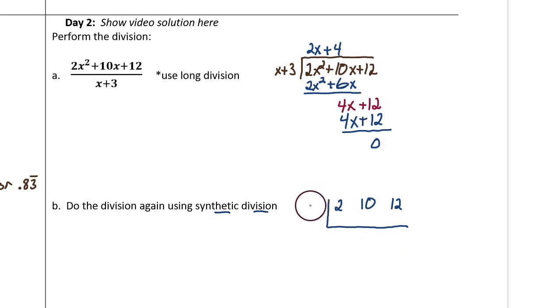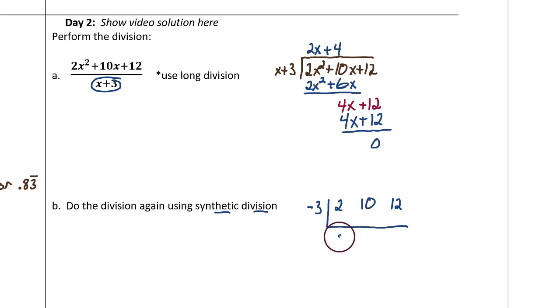Now the number that you're going to divide into there comes from this right here, and it is whatever value of x makes this equal to 0. Negative 3 plus 3 makes this be 0. So we're going to divide in negative 3. Now the synthetic division process works like this.